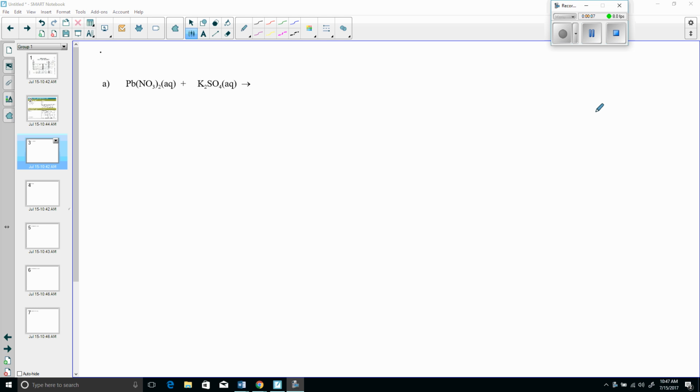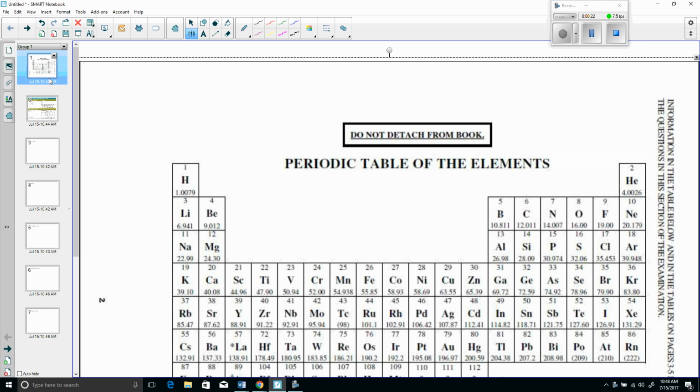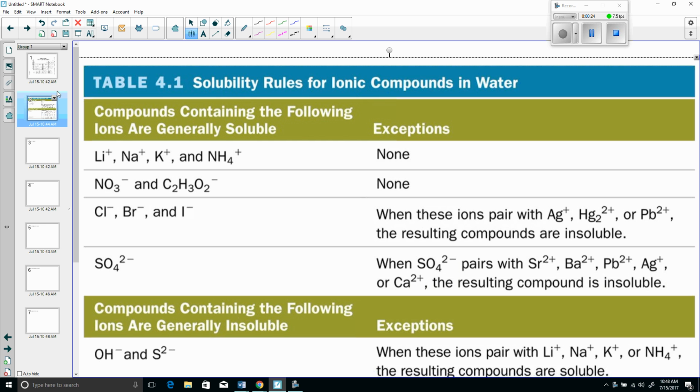We are first to complete and balance the following reactions. And we need to include the physical state of each of these products because the reactants already have their physical state. They're aqueous. So what do you need for this assignment? You need a periodic table and you need a solubility chart.